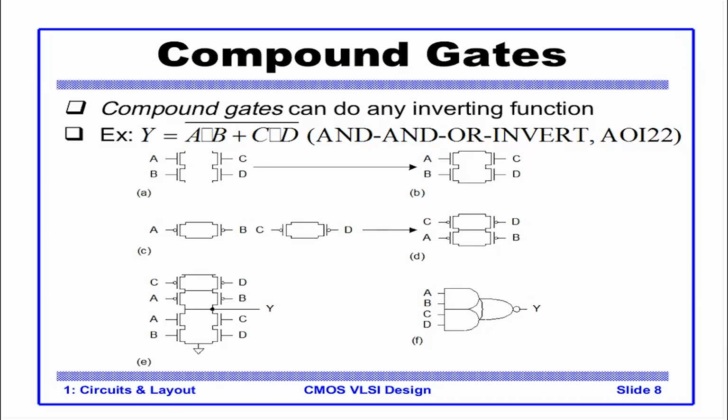Now A and B will be in parallel, and C and D will be in parallel. When we combine them, we just connect the part here to the part here. What that means is that C is connected to A and D is connected to B with a connecting wire. Where does this wire come from? This wire is common to this point and this point. So we get E. This is the logic diagram of this circuit.